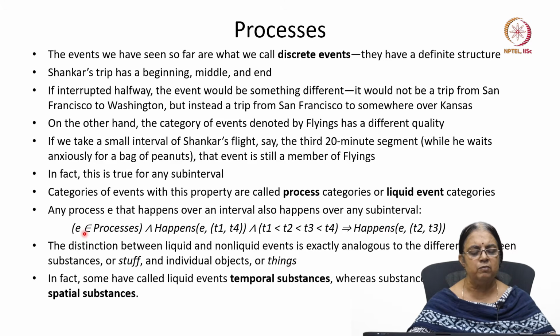So suppose we have a process called E that happens between T1 and T4, and we have T2 and T3, which is an interval within the interval T1 and T4. Then the event is happening also between T2 and T3. So that's what we mean by processes basically.